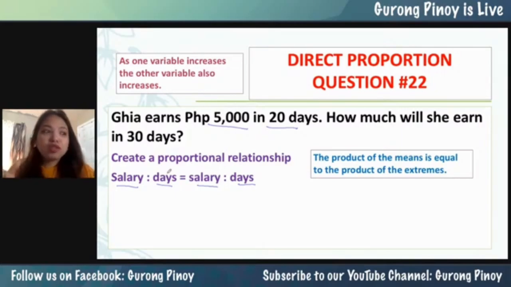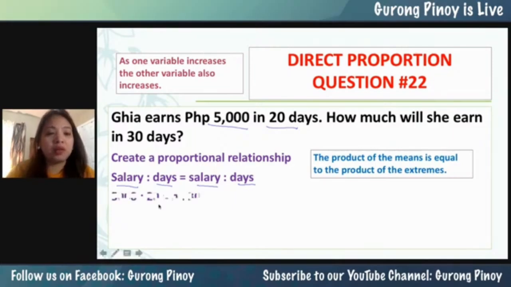Okay? Para dun sa mga nag-solve ng mabilisan, na nilagay lang nila ay parang 5,000 something and then equals 7,500. That is really good. Kasi medyo madali yung binigay kong example. Pero paano pag medyo tricky na, di ba? Paano mo gagawin yan? This is the correct way po. Okay? Para mas makikita nyo yung process. So, create your proportional relationship. Make sure that you know what are the two things that we are talking about.